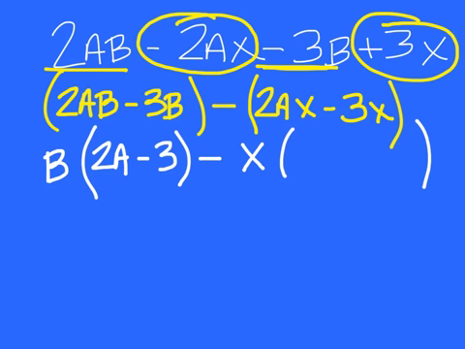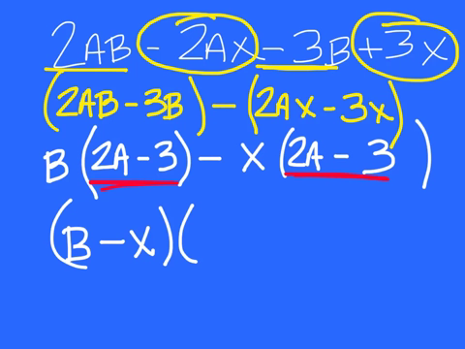X times what is 2ax? 2a. X times what is 3x? 3. Do I have the same quantity here and here? Yes. So we will have an answer of b minus x and 2a minus 3.